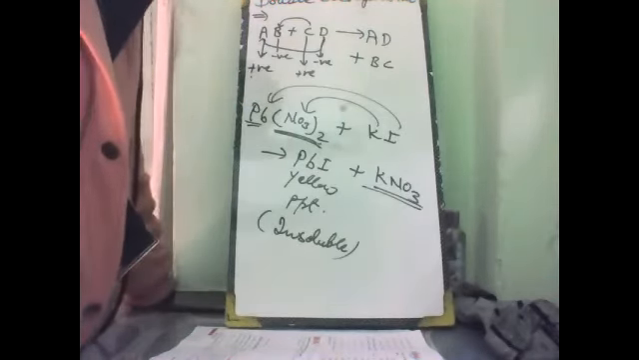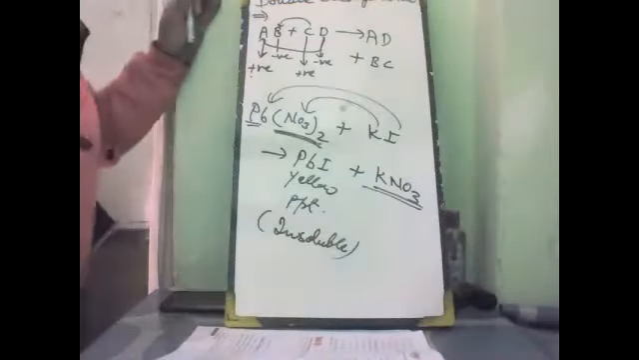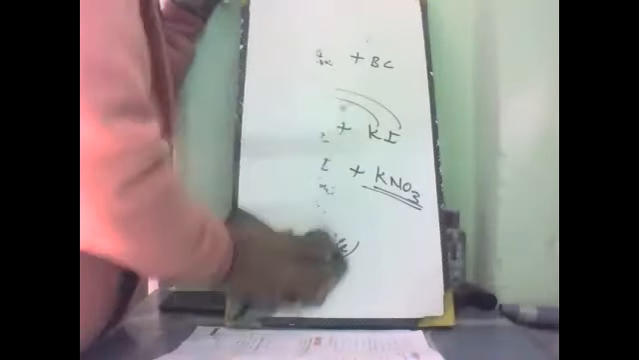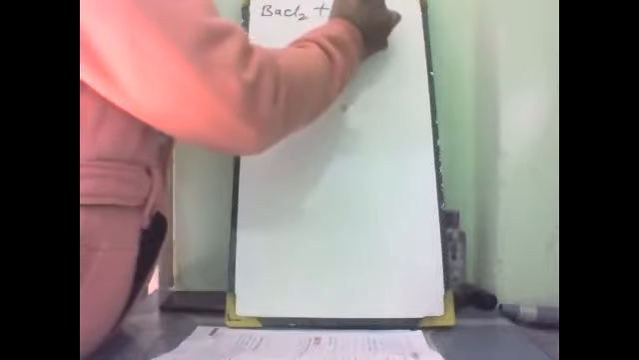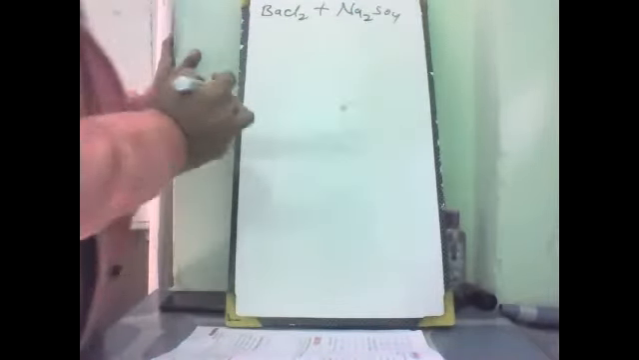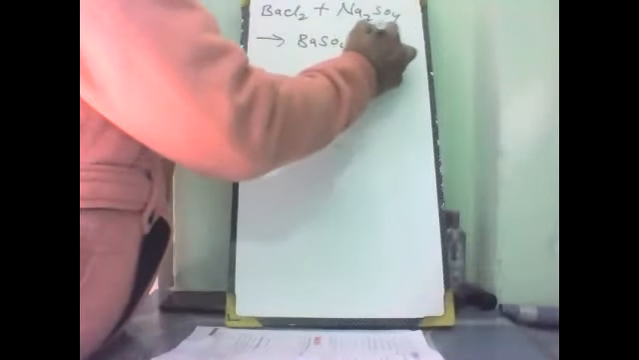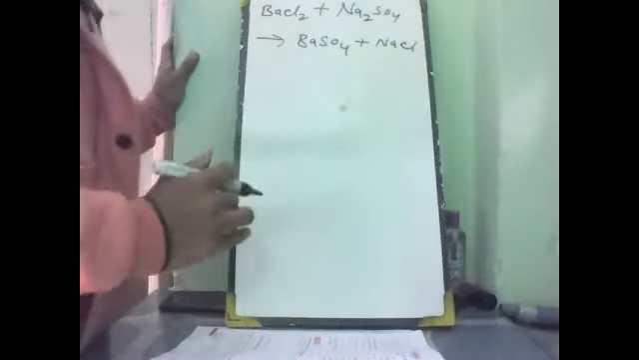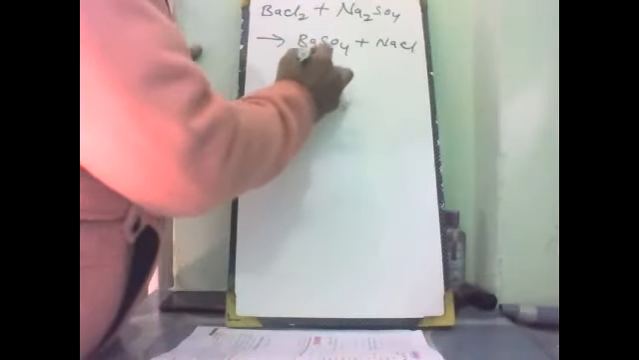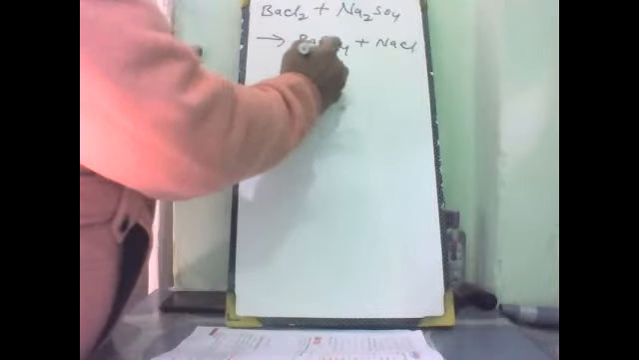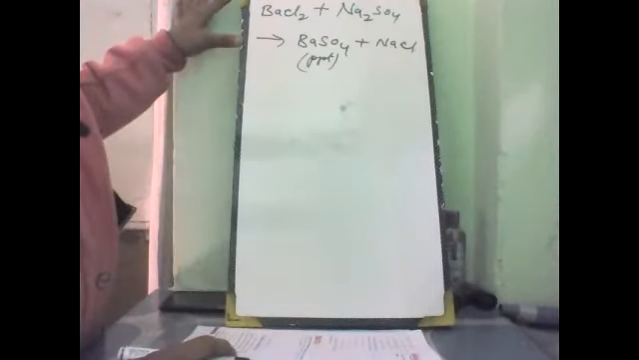Another example of a double displacement reaction is when barium chloride reacts with sodium sulfate. The aqueous solution of barium chloride, BaCl2, reacts with sodium sulfate, Na2SO4. After the reaction, barium sulfate is formed and sodium chloride is formed.